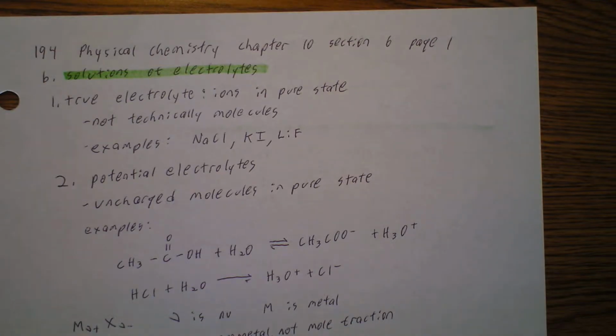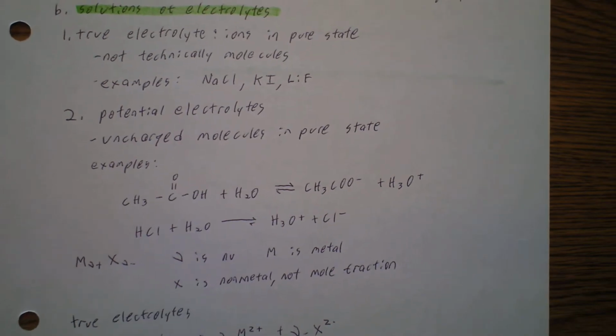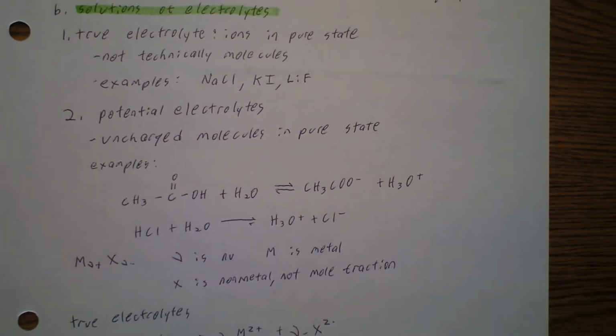There's no such thing as a molecule of sodium chloride. The solid is just alternating Na+, Cl-, etc. Then there's also potential electrolytes. Potential electrolytes are actually uncharged molecules when they're in the pure state.